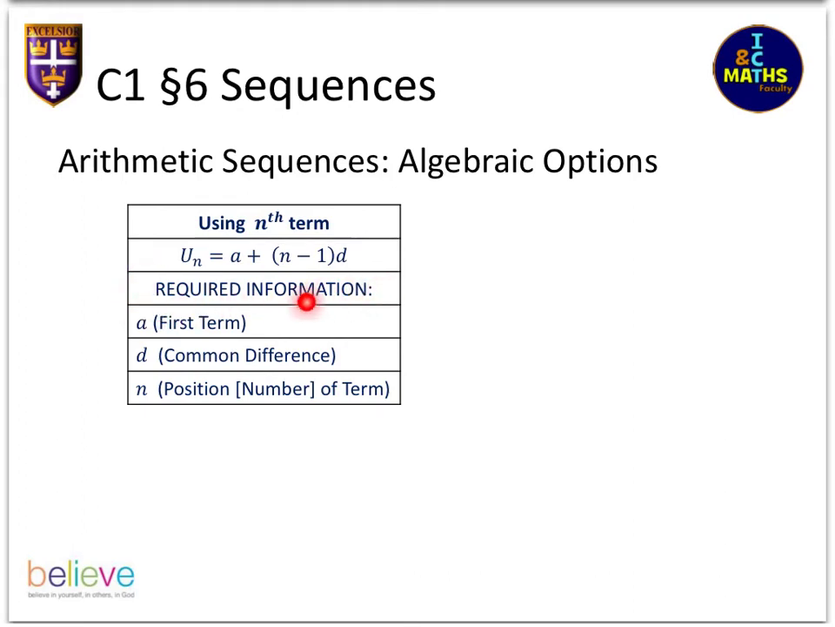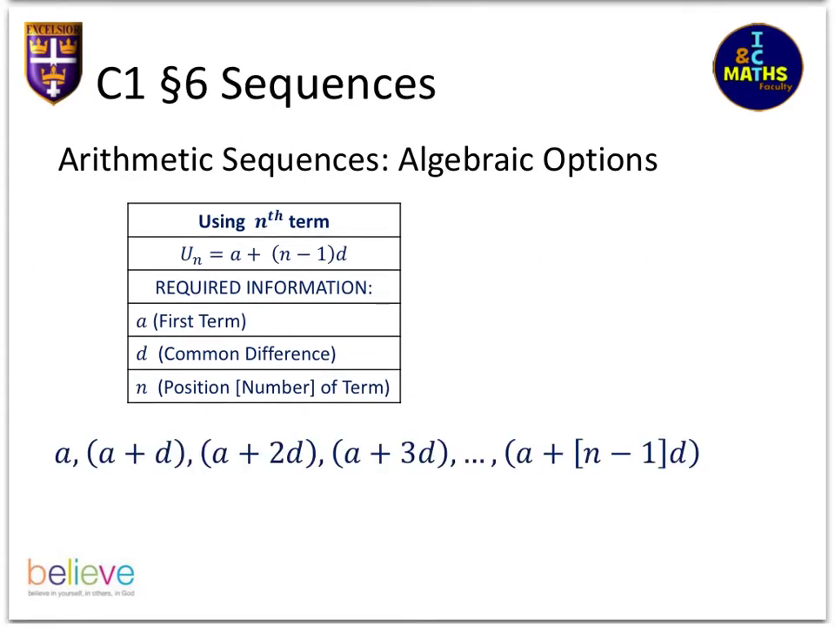Okay, here's a breakdown of that required information. So a, remember, was the first term. d is the common difference, so that's what it goes up by each time. And n is the position of the term that you're interested in. So if you want the third number in the sequence, then n is 3. If you want the 12th number in the sequence, then n is 12.